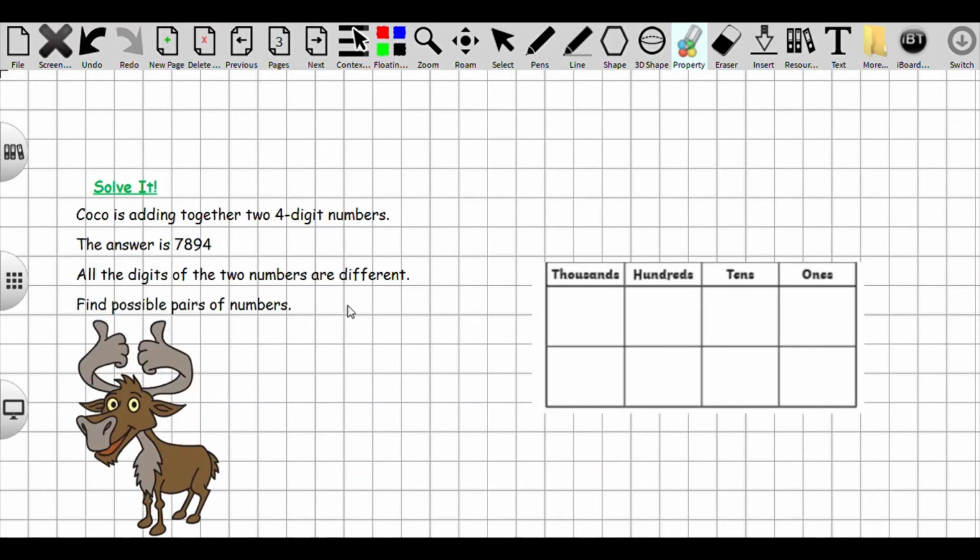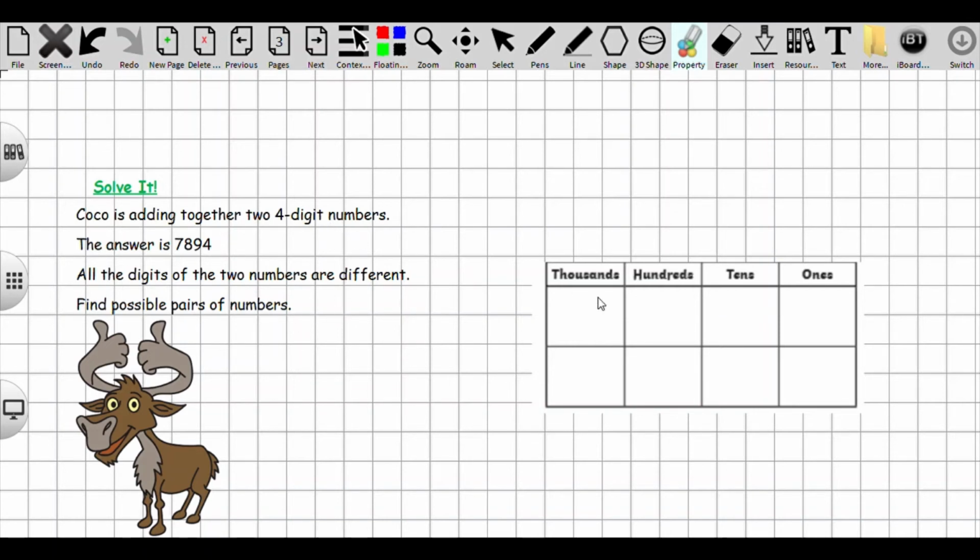When you reach Solve It, it's actually quite a nice question today. It says Coco is adding together two 4-digit numbers, and the answer is 7,894. All the digits of the two numbers are different. Find possible pairs of numbers.